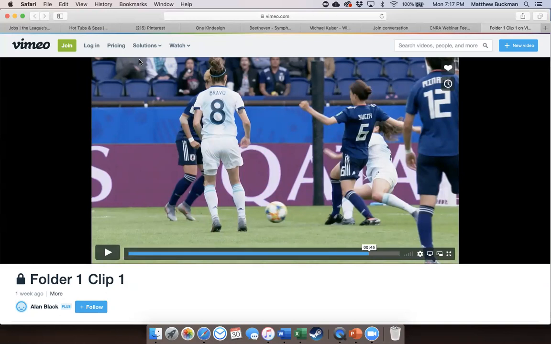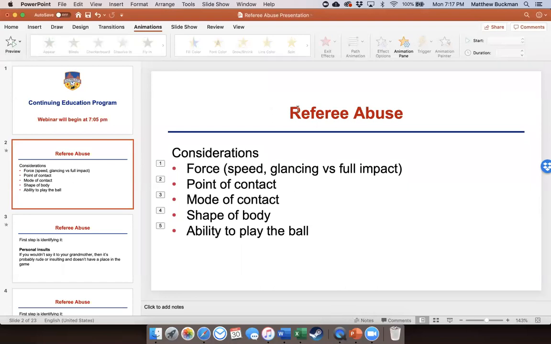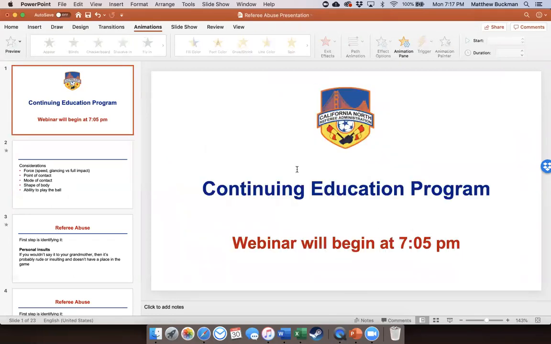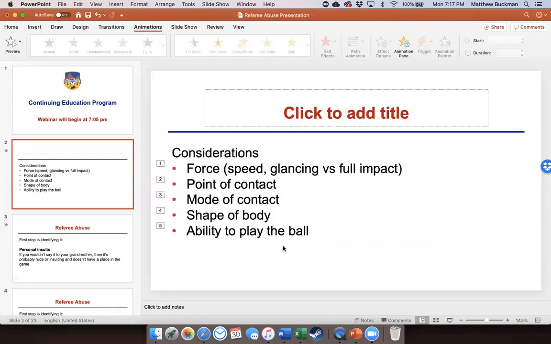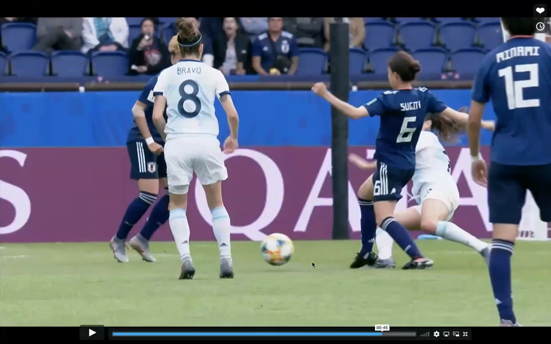So some considerations now to think through. And again, I'm going to bring us back to the original 5 considerations that we had on the PowerPoint here. And yes, somebody commented referee abuse. I just forgot to change the top of the slide, so disregard that. I did a file save as. So anyway, force, point of contact, mode of contact, shape of body, and ability to play ball. As we analyze this clip, we're going to talk about those things.